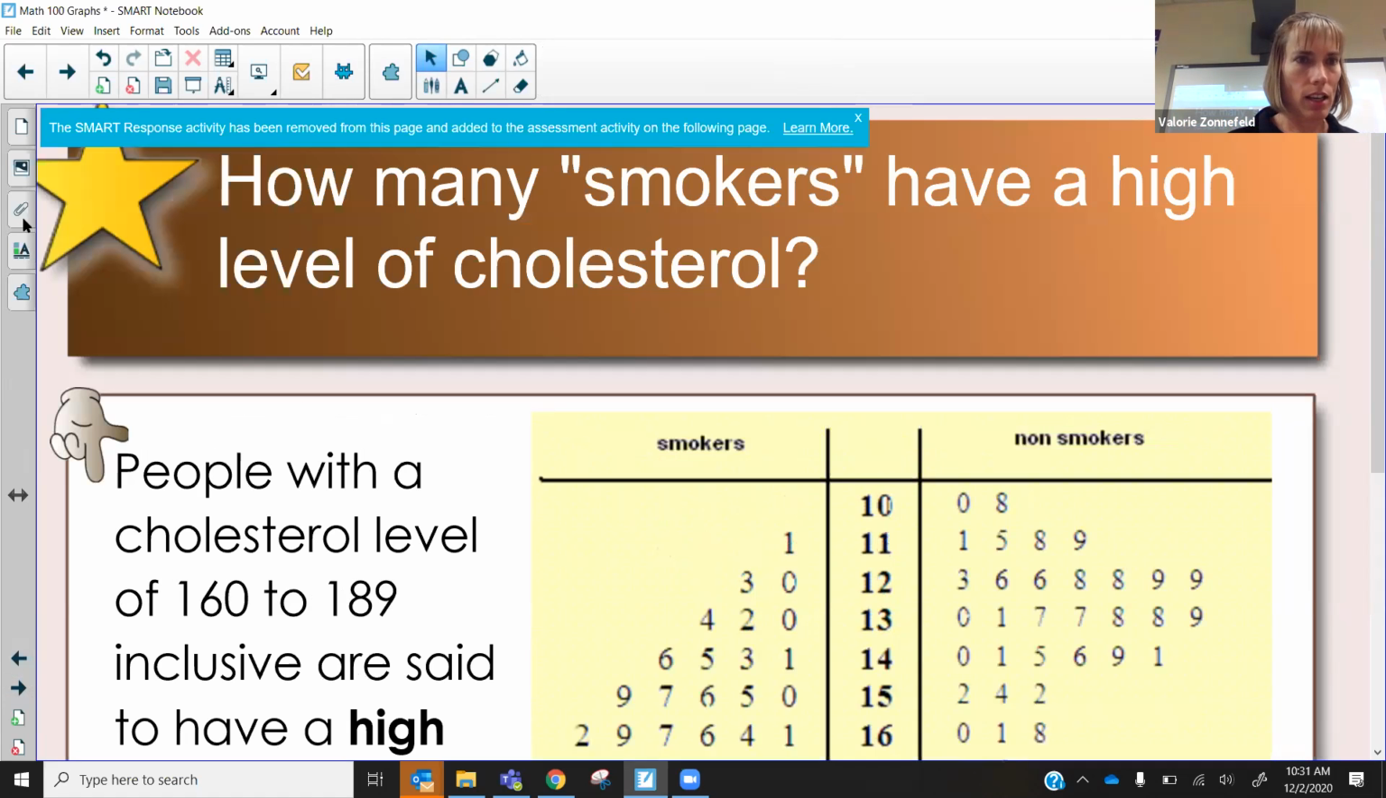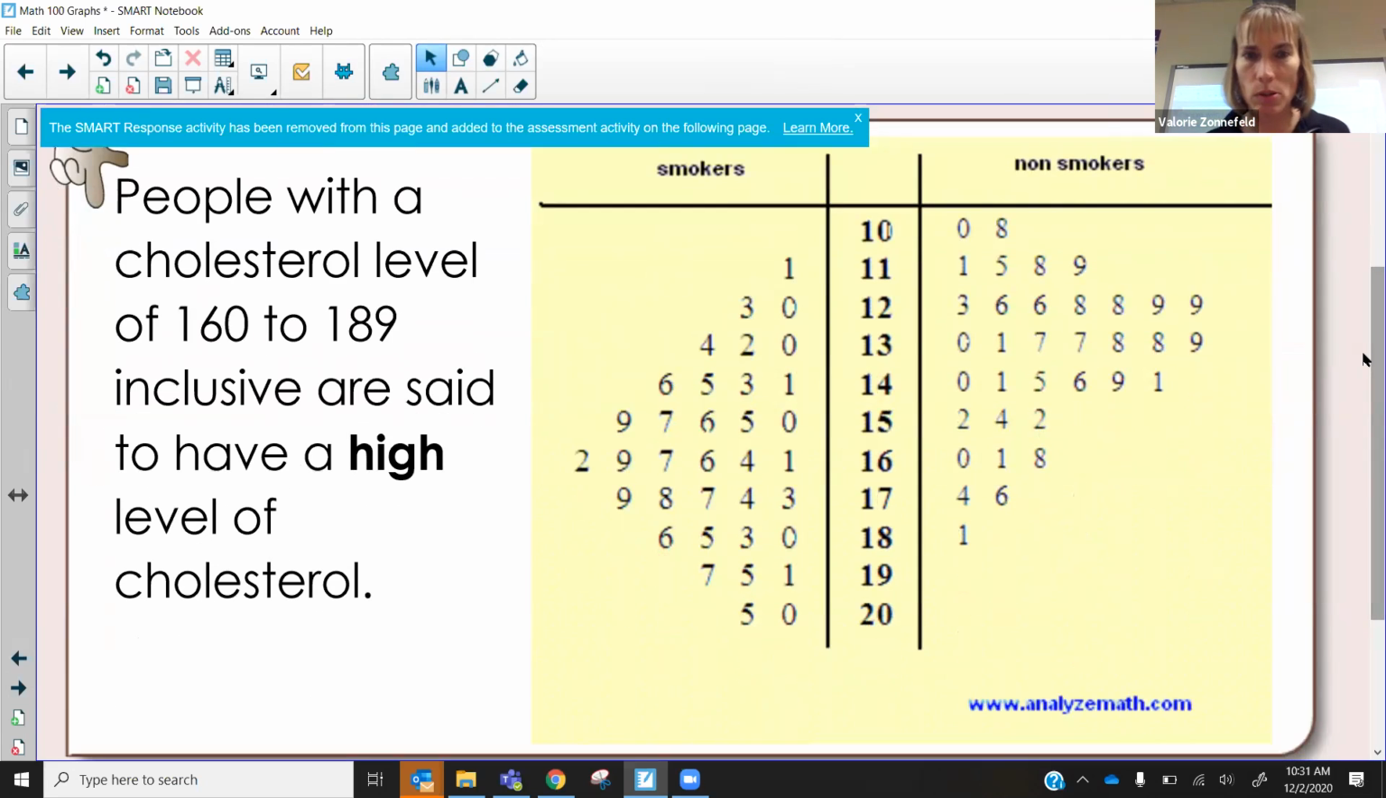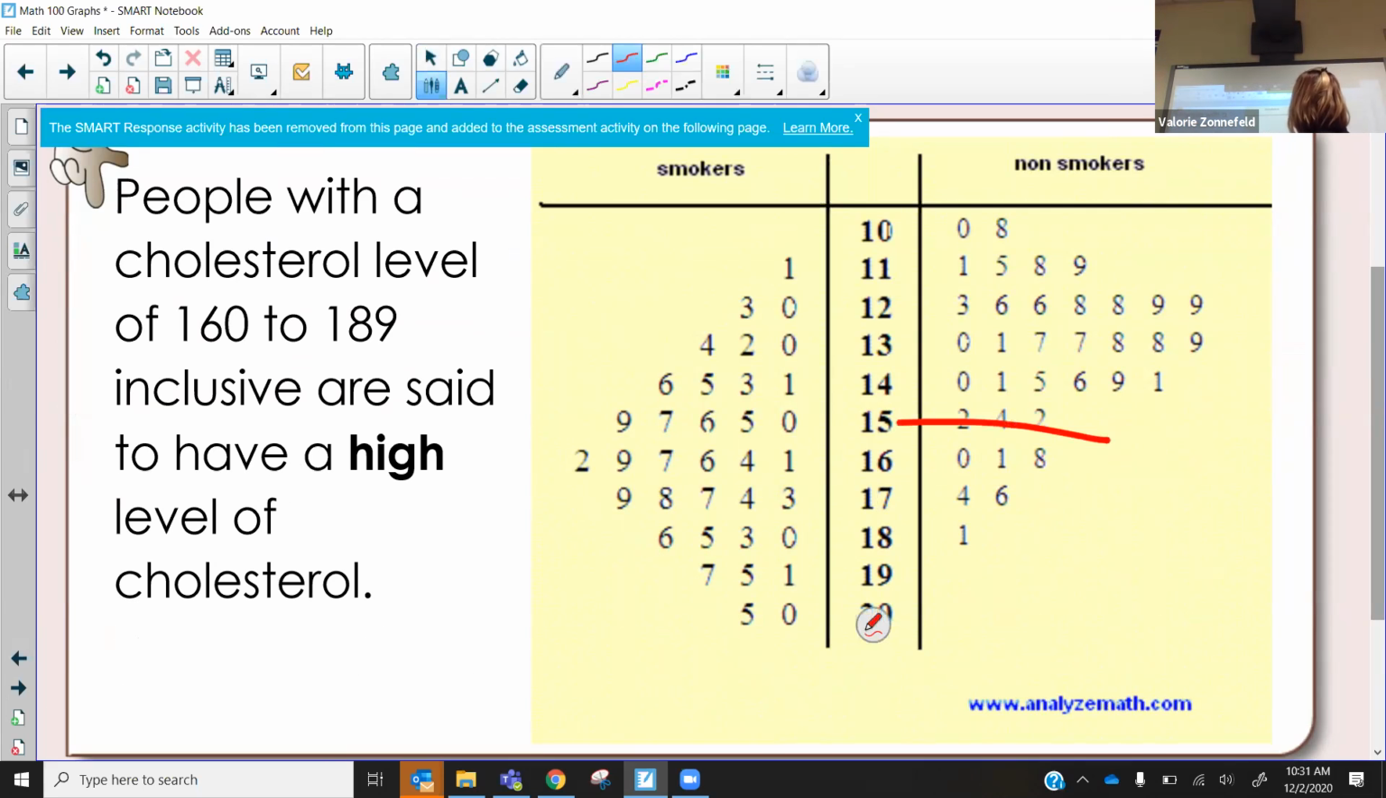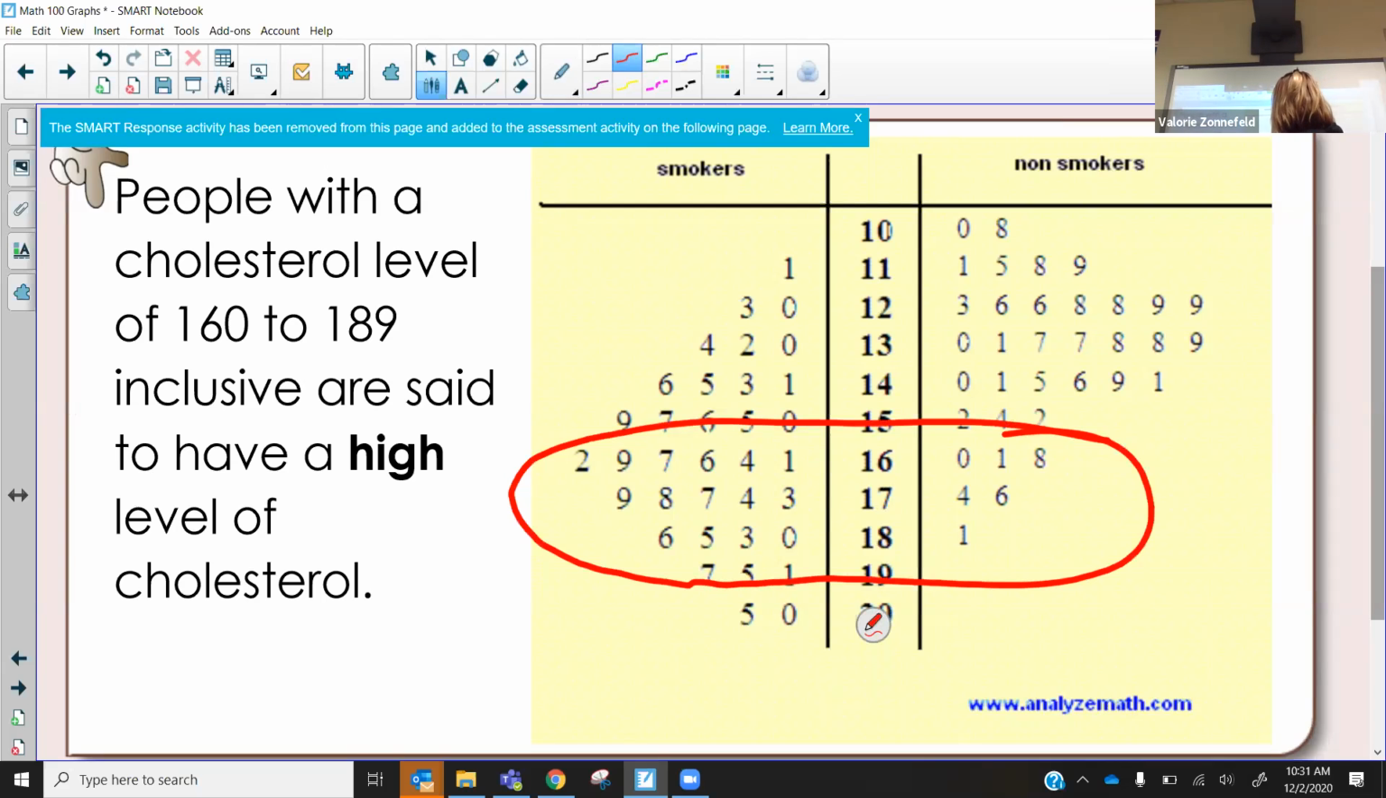And high cholesterol. I'm not going to circle it this time. I want you to look at it. High is between 160 and 189. Where are there more of them? All right, 160 to 189 would be right in here. Oops, I went a little too far. And there are definitely more on the smoker side.